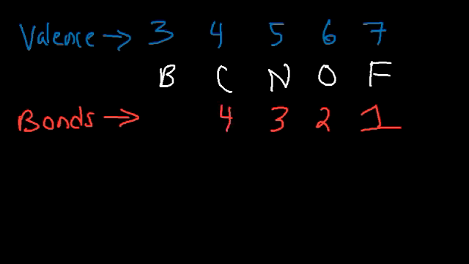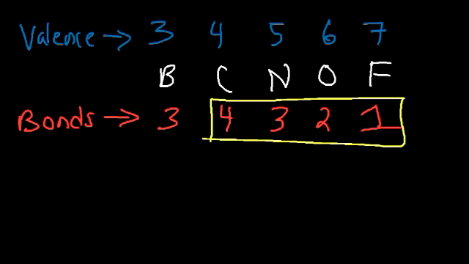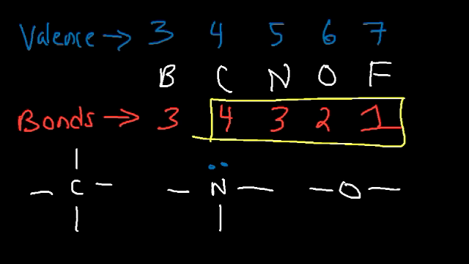Now boron, it's easier if boron gives up its 3 electrons rather than trying to acquire 5 to get to 8. So boron likes to give up its 3 electrons to form 3 bonds. So these are the usual number of bonds that these elements like to form. Carbon likes to form 4 bonds. Nitrogen likes to form 3 bonds, and it usually has 1 lone pair. Oxygen likes to form 2 bonds, and it usually has 1 lone pair. And the halogens like fluorine, chlorine, bromine, iodine, they like to form 1 bond, and they usually have 3 lone pairs.